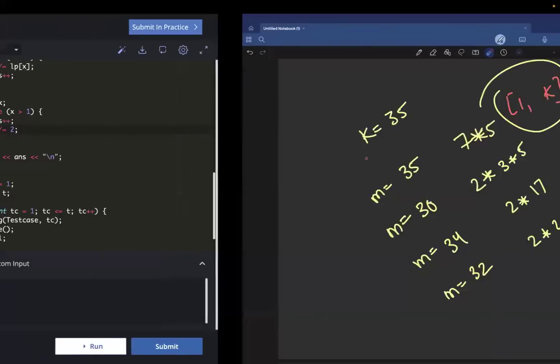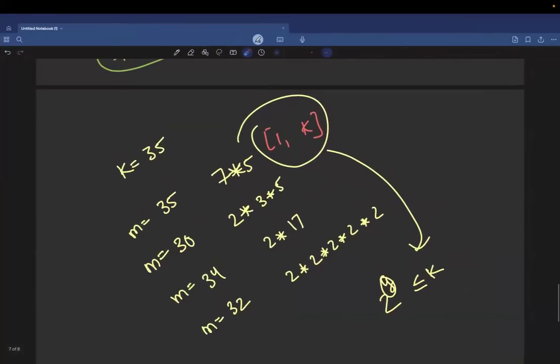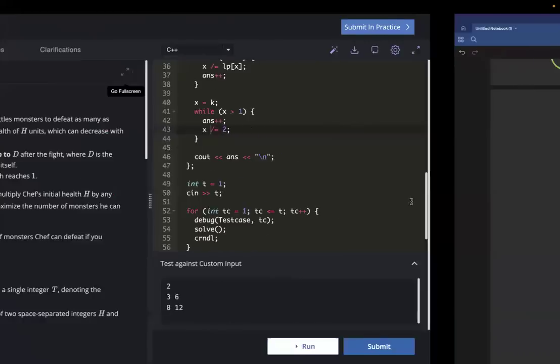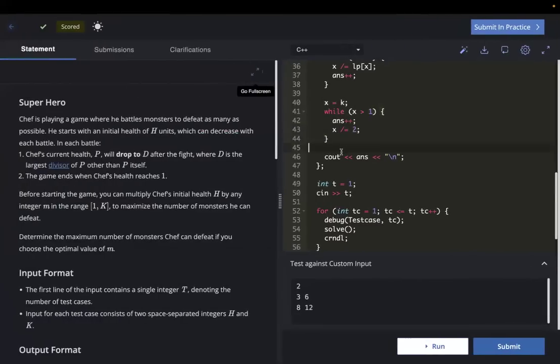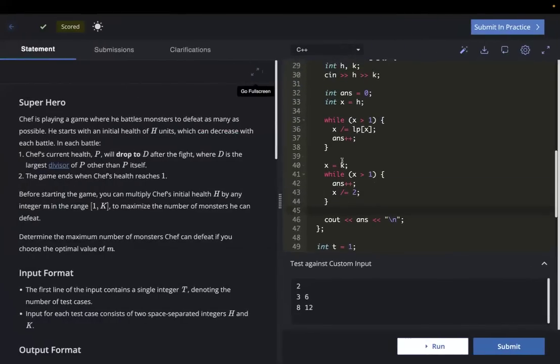find out the largest possible value of y for which 2 raised to the power y is less than or equal to k. So I have written it like this, but you can write it in the other way as well, where you initialize x with 1 and just multiply it with 2 again and again as long as it is less than or equal to k.